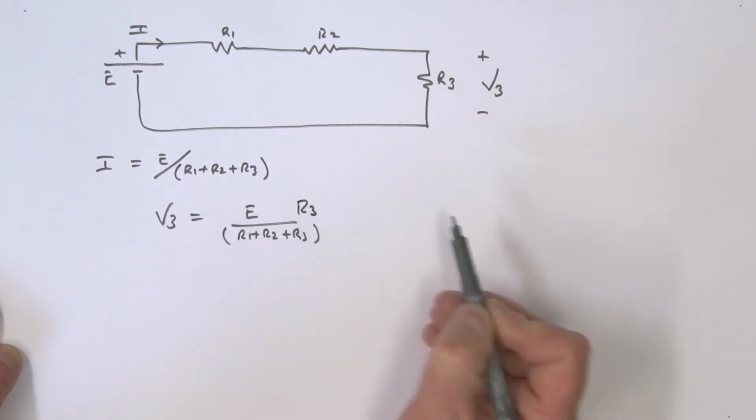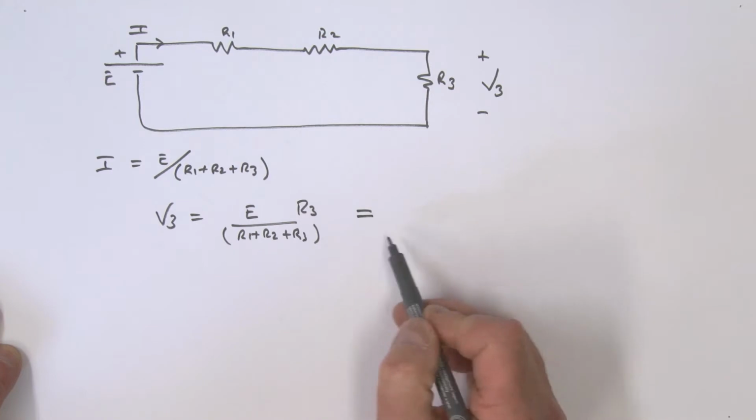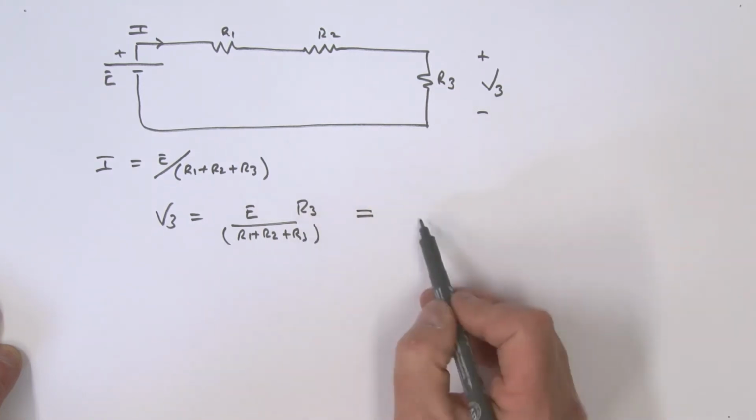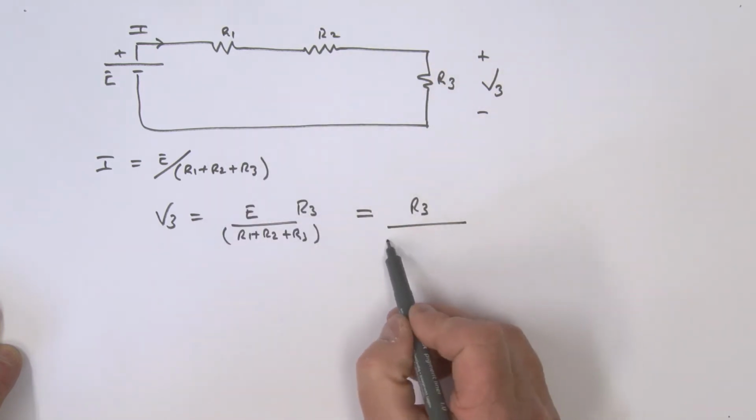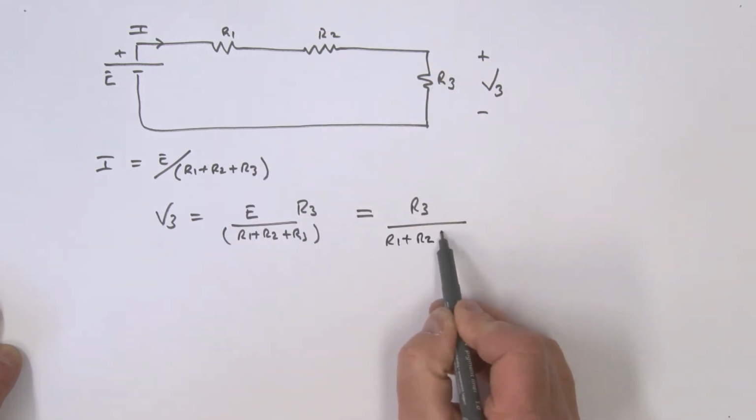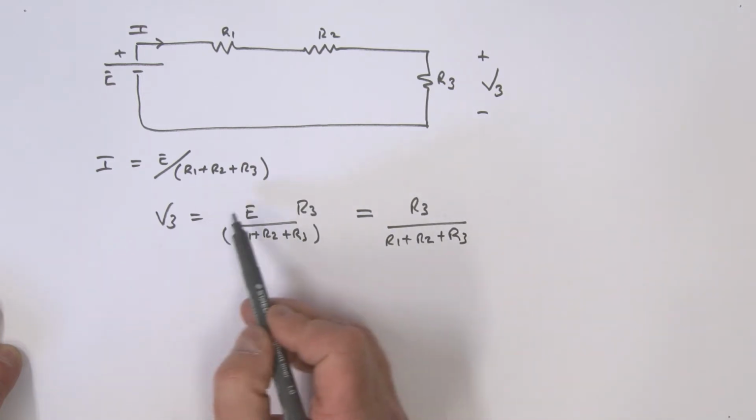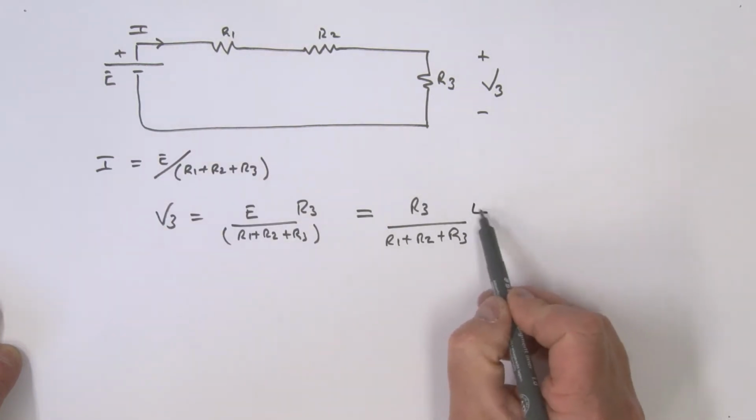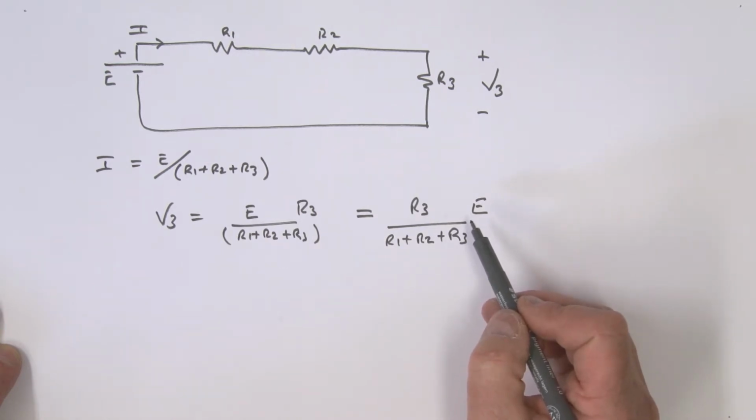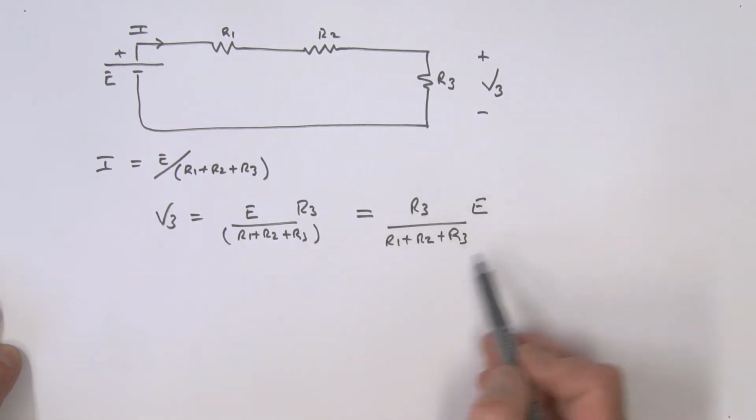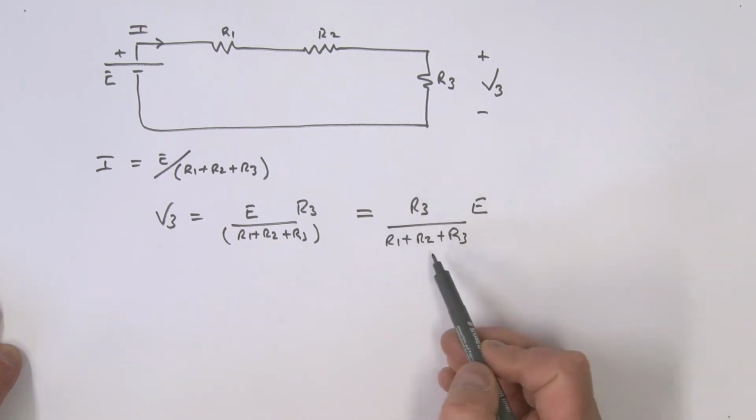The R3 resistor. I'm just reordering this: it's really equal to R3 over the sum of the resistors in this circuit, which is R1 plus R2 plus R3, multiplied by our source voltage, which is E. And this is our voltage divider expression. This is an important relationship. I think it's useful to remember this.